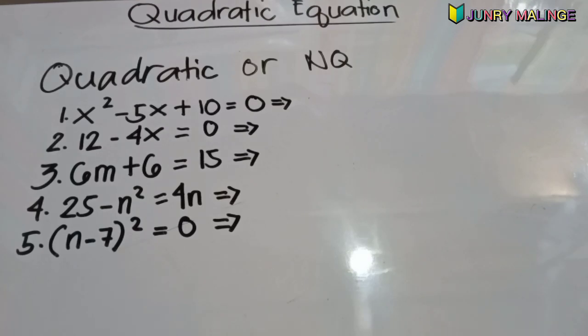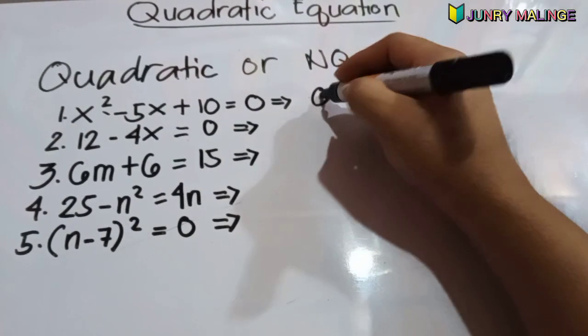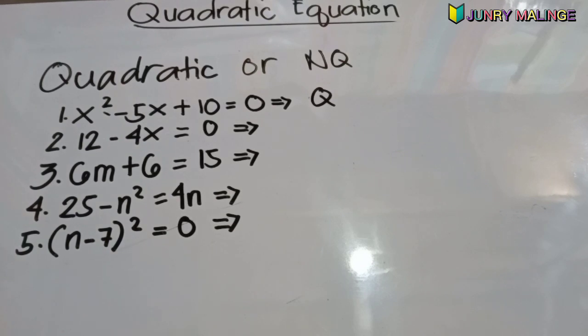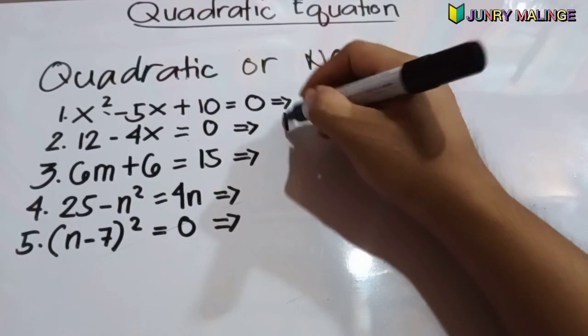So halimbawa guys, paano natin malalaman kung isa siyang quadratic or hindi quadratic? Number 1, x squared minus 5x plus 10 equal 0. So quadratic ba siya or hindi? Ito po ay quadratic kasi meron po tayong exponent of 2 or the degree of 2. Number 2, 12 minus 4x equal 0. Is it quadratic or not? That is not a quadratic kasi wala po tayong degree of 2.